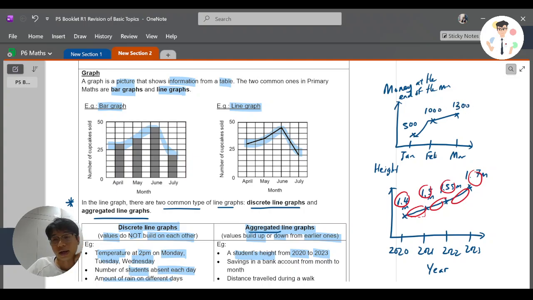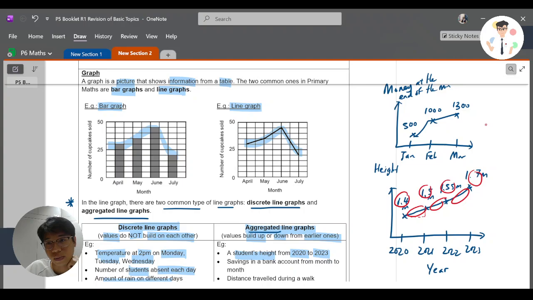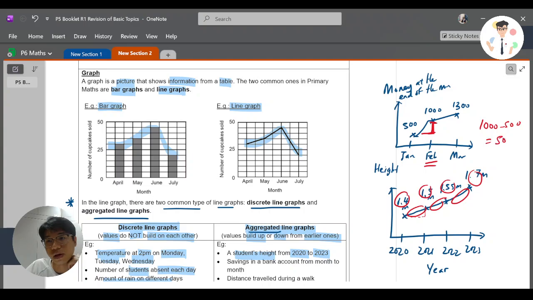Now, can I say that in February I earned 1000? No, because what I need to find out is the increase part. So if I ask you, in February, how much did I put into the bank? You need to find 1000 minus 500 equals 500. You cannot just say, oh, 1000 is the answer. That is the tricky part about this aggregated line graph. Okay.